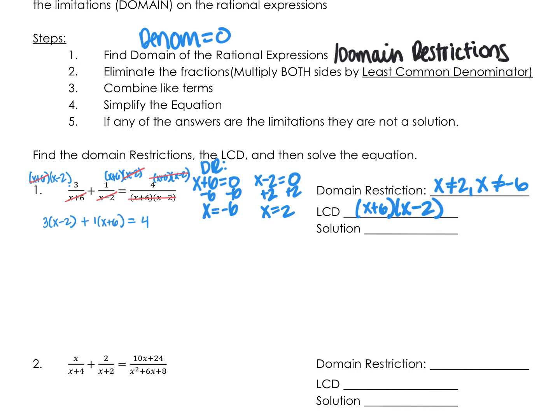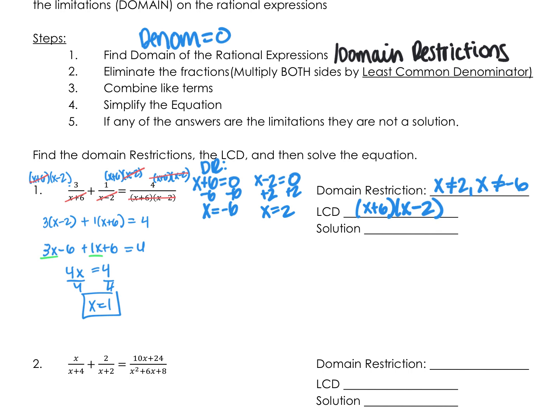Alrighty, so you should have gotten 3x minus 6 plus 1x plus 6 equals 4. We can combine 3x and 1x. Those make 4x. Minus 6 plus 6 is 0, so that just disappears. Divide by 4, and you should have gotten x equals 1.